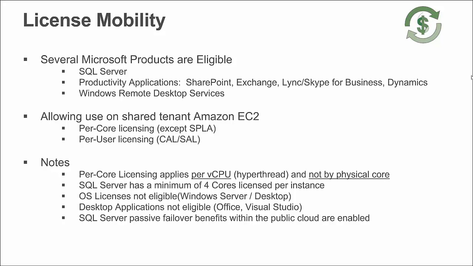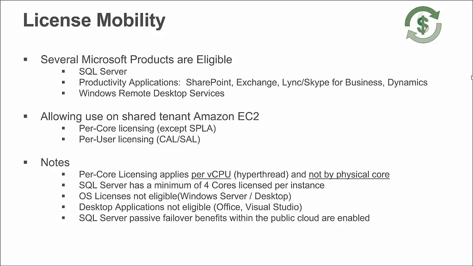SQL Server does have a minimum of 4 cores per instance. So that's just something to consider when you're looking at deploying SQL into AWS. You want to bring them over in minimum quantities of 4. And then the operating system licenses are not eligible for license mobility. So Windows Server, Windows Client do not have license mobility in the SA benefits.